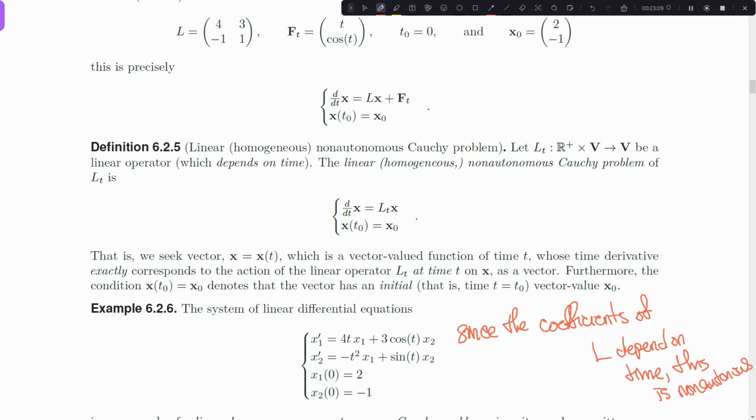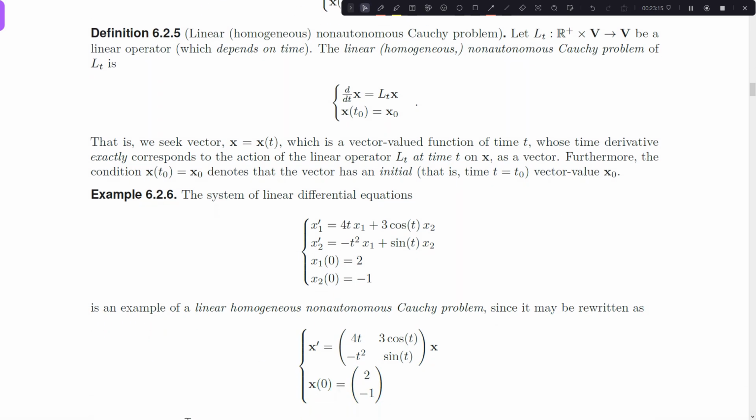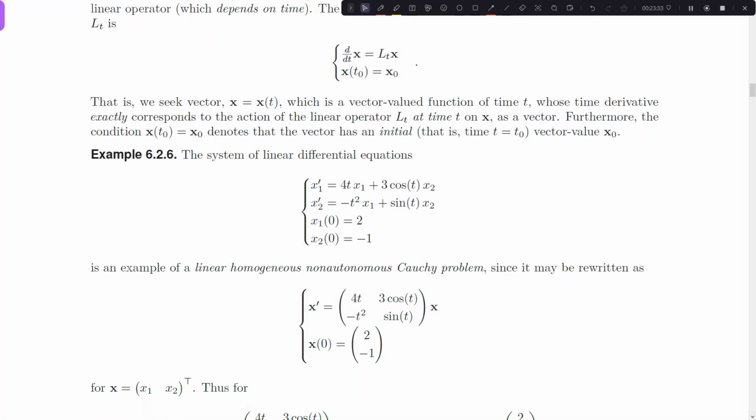And we're going to do the same thing. I'm going to show you what L looks like, and I think a lot of you can already tell that all I do is extract the matrix, which still describes this, but now the matrix, instead of being 4, 3, -1, 1, is 4t, 3 cos t, -t squared, and sine t. And all of a sudden this matrix depends on time. So when the matrix depends on time, we're non-autonomous.